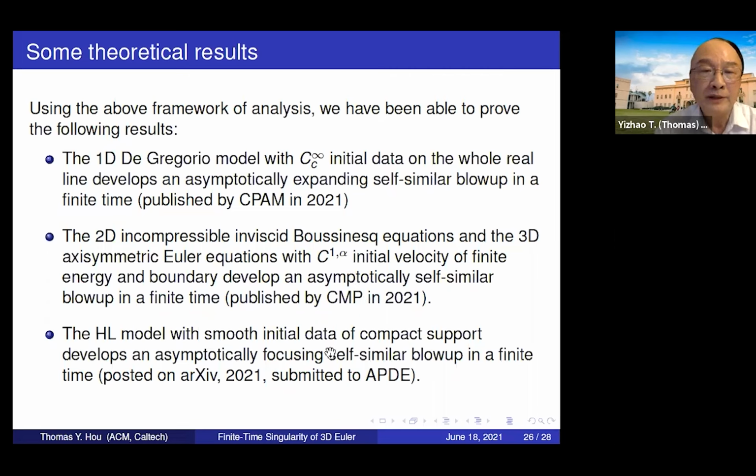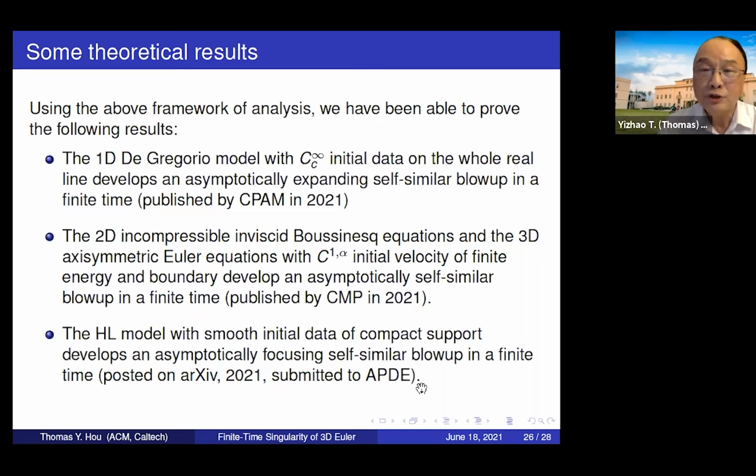And recently we just submitted a paper, posted on the arXiv, on the 1D HL model that I mentioned earlier, for smooth initial data with compact support. That is a big step from C^{1,alpha} initial data to C infinity initial data with compact support. We have been successful doing that using the framework I just outlined here. We just submitted it to Annals of PDE.